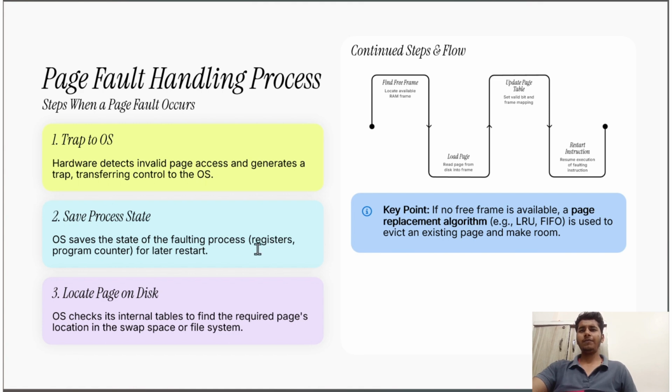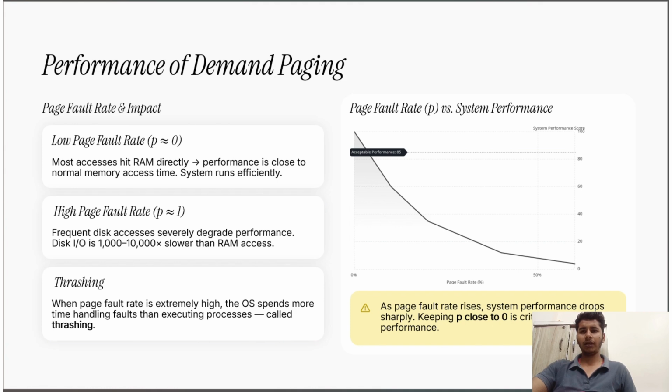Next is the performance of demand paging. What are the page fault rates and their impact? Low page fault rate, P is approximately equal to 0: most accesses hit RAM directly, and performance is close to normal memory access time. High page fault rate, P is approximately equal to 1: frequent disk access severely degrades performance. And thrashing: when the page fault rate is extremely high, the OS spends more time handling faults than executing processes, which is called thrashing. Here we can see the page fault rate versus system performance. If the page fault rate percentage is high, then system performance decreases gradually.